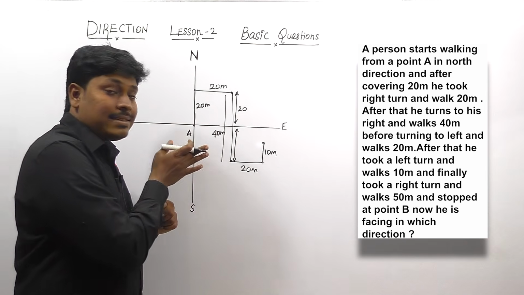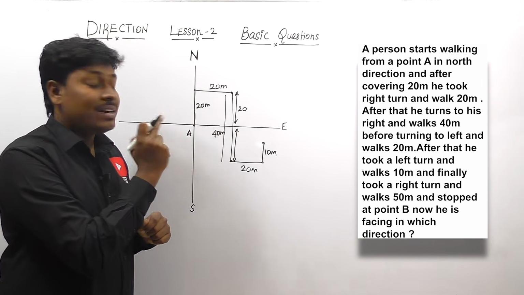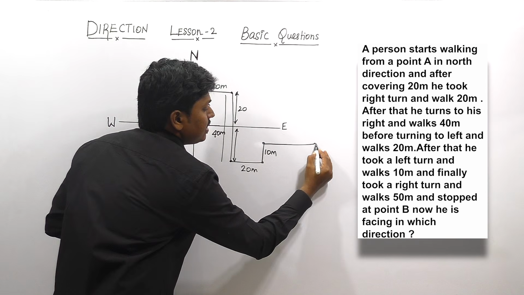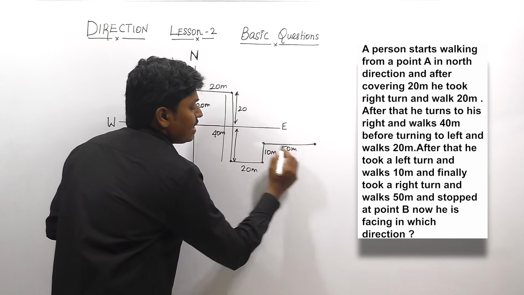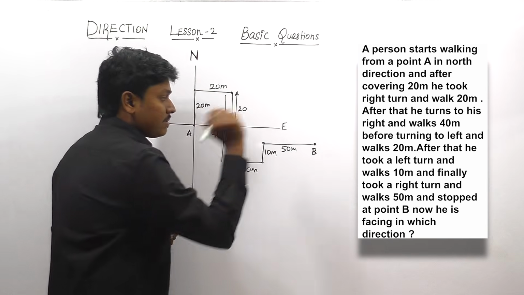From here, he is again turning right and covers 50 meters. Friends, listen carefully. He is covering 50 meters, right? So we should definitely say that this will be 50 meters. From here, he is turning right and covering 50 meters and stopped at the ending point, that is B.